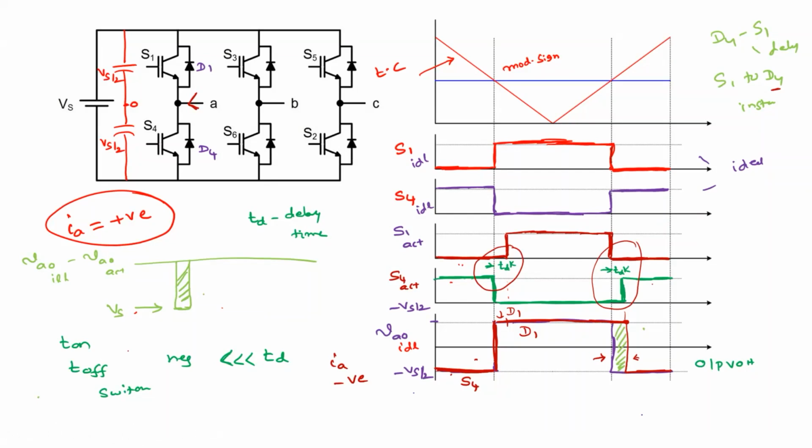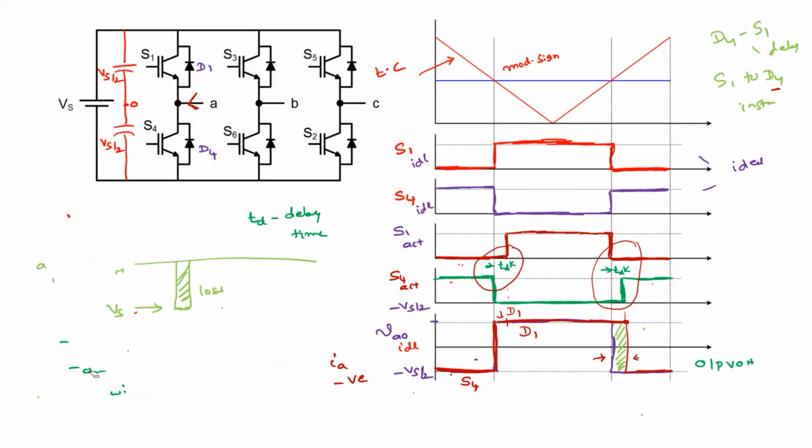So how to represent this is we show it as loss. This is the voltage loss here, right? So this is voltage loss. So how to represent this voltage gain? We may represent it like this, right? So this width is TD. So what is the magnitude here? Its magnitude is plus Vs. Agree?